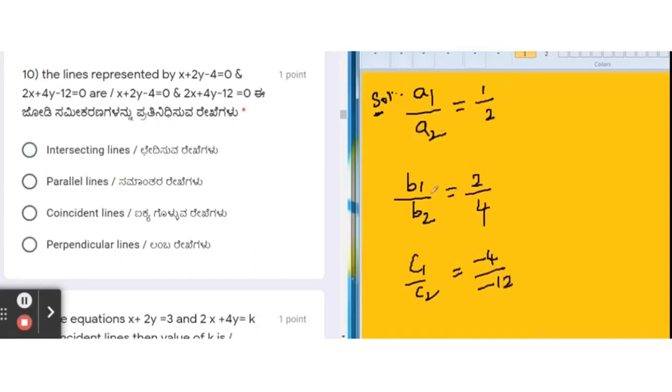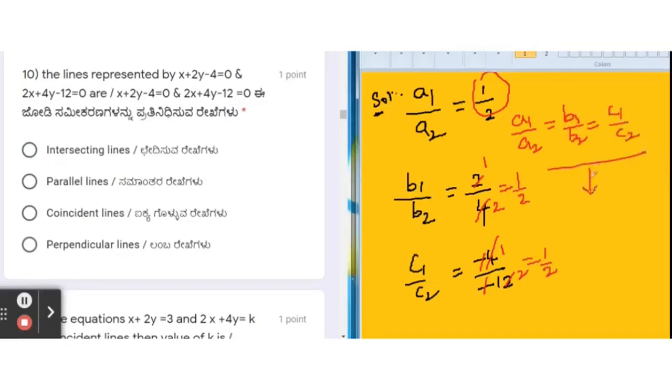So we are comparing the ratios and we will simplify them to the lowest terms. 2 ones are 2, 2 twos are 4, negative negative cancel, 4 ones are 4, 4 threes are 12. So all the ratios are equal. a1 by a2 is equal to 1 by 2, b1 by b2 is also equal to 1 by 2, c1 by c2 is also equal to 1 by 2. So this is the condition for what type of lines? Yes, this is the condition for coincident lines. So what type of lines are there? Coincident. So correct option for this question is C. You have to circle the C option.